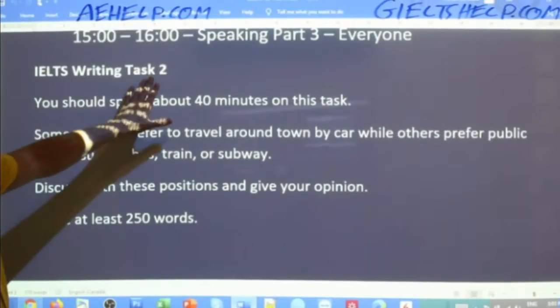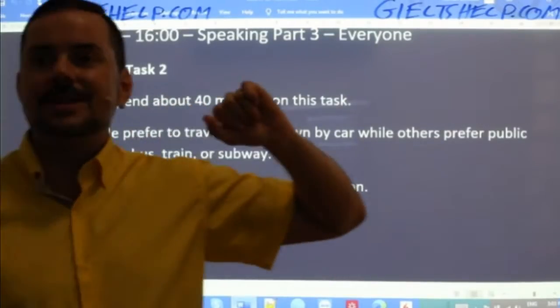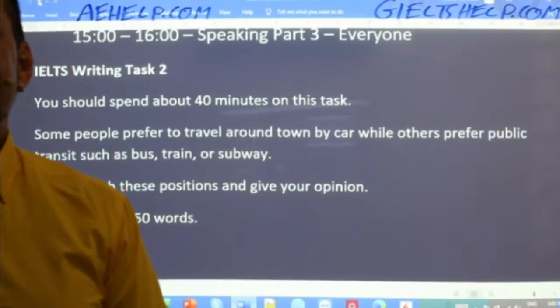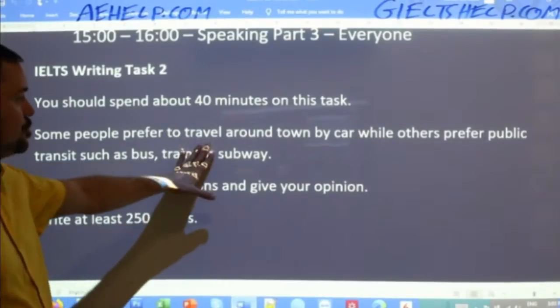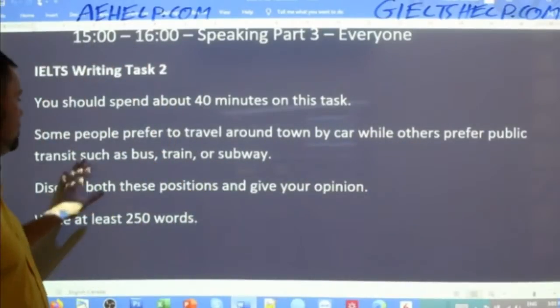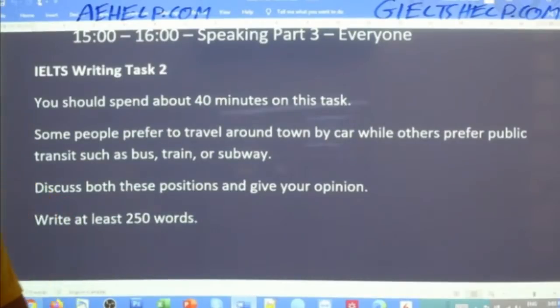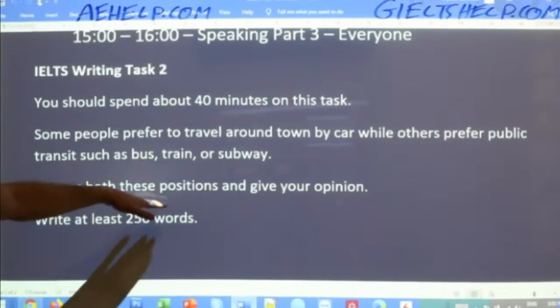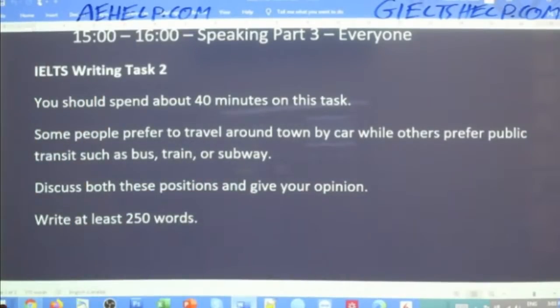IELTS writing task 2. You should spend about 40 minutes on this task. Here we go. Some people prefer to travel around town by car, while others prefer public transit, such as bus, train, or subway. Discuss both these positions and give your opinion. Write at least 250 words.